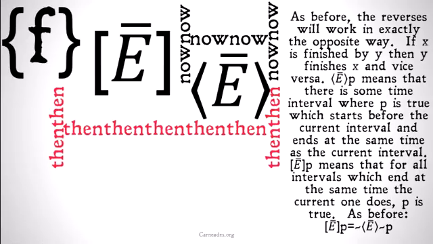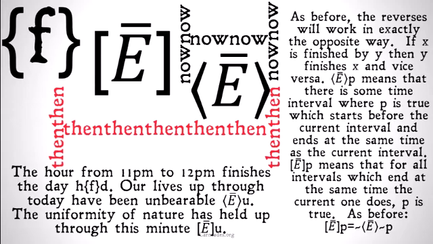So, the next one we're going to look at is the reverse of the previous one, which is going to work, as always, in the exact opposite way. If X is finished by Y, then Y finishes X, and vice versa. So, EP means that there is some time interval where P is true, which starts before the current interval and ends at the same time as the current interval. And EP with the square brackets means that for all intervals which end at the same time as the current one does and start before the current one, P is true. As before, the strong is going to be defined with the two negation signs on either side of the weak.